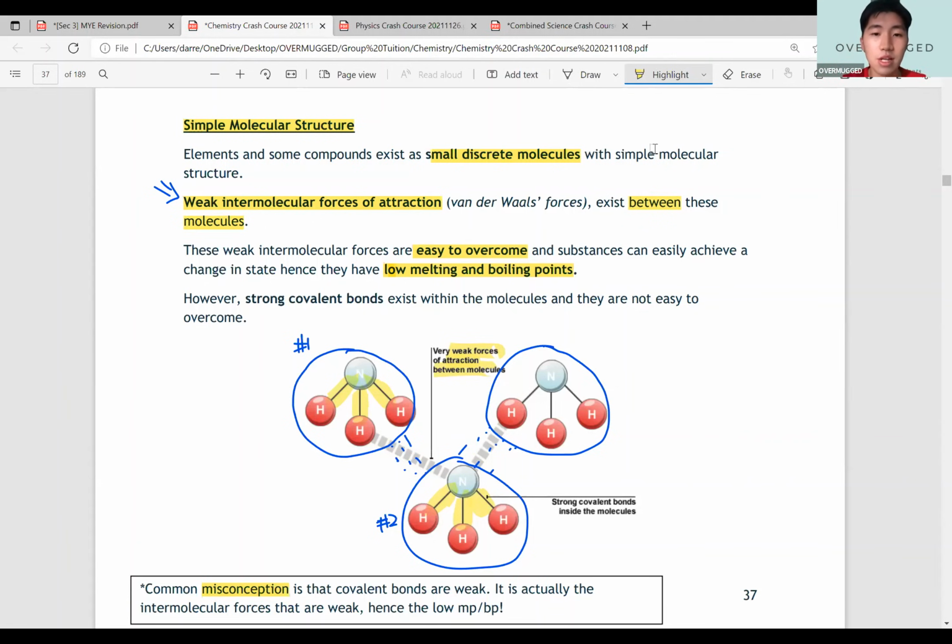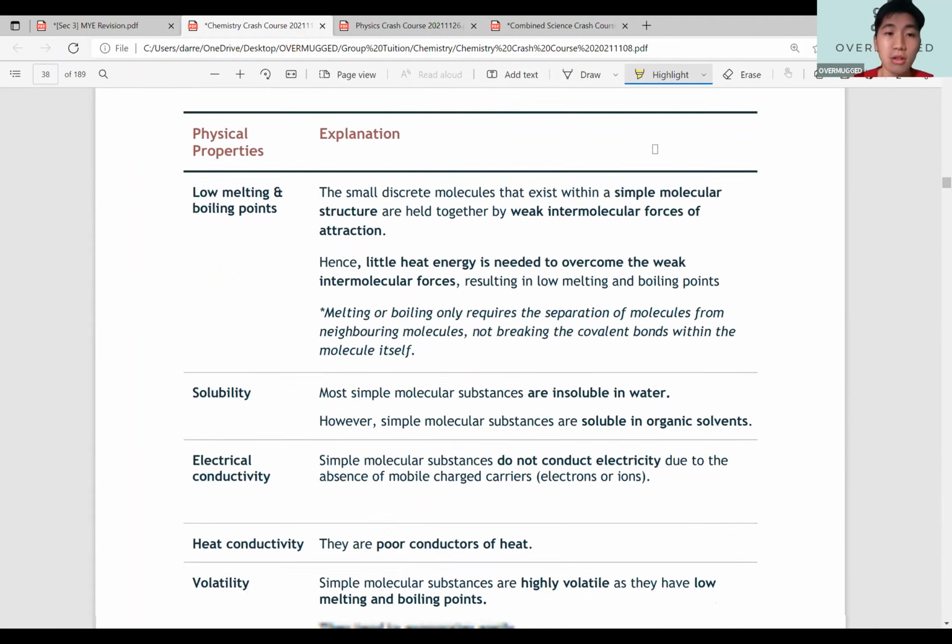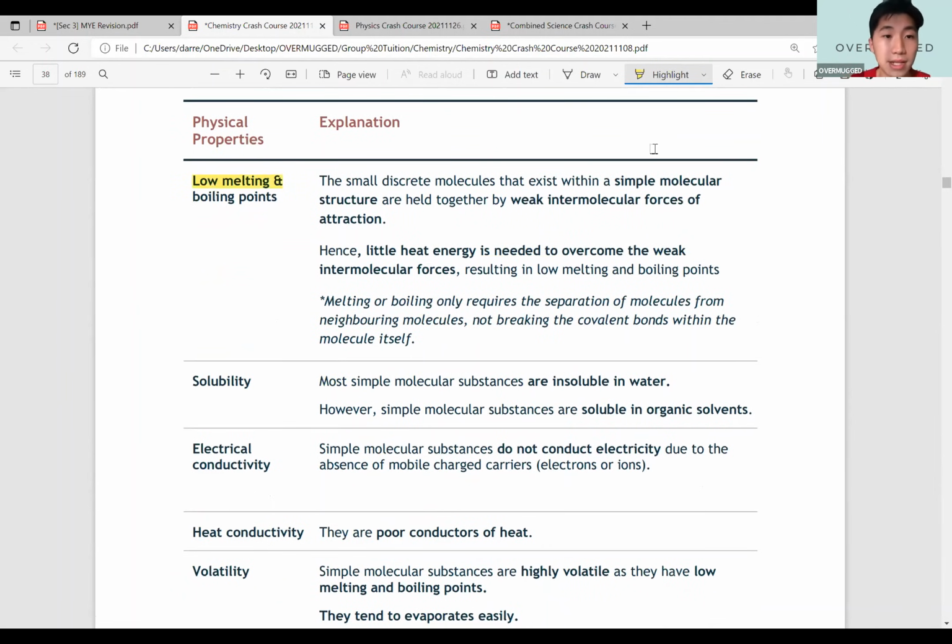And once again, if we quickly move on to the next portion here on the low melting boiling point, remember the answering technique. It is about the structure, so simple molecular structure, and the bonding, weak intermolecular forces of attraction. Therefore, you say little heat energy is needed to overcome. So low melting boiling point. Take note that the covalent compounds are largely insoluble in water and they do not conduct electricity.